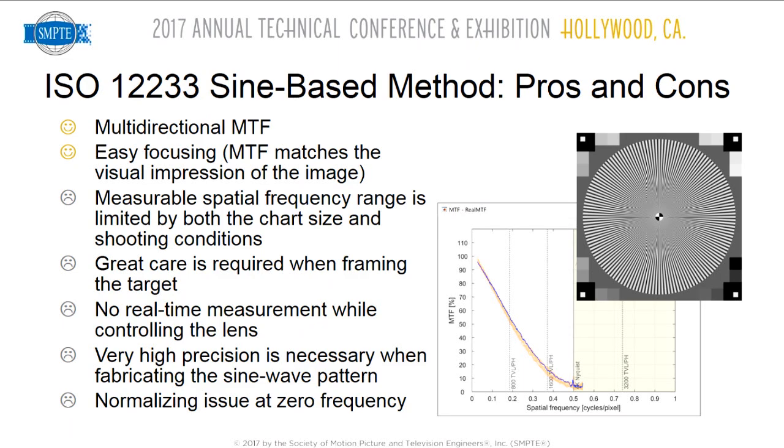And the serious issue of this method is the normalizing. This method uses this white patch and this black patch to determine the modulation of the zero frequency. The problem is that these patches are positioned at the peripheral area, which is very sensitive to the lighting uniformity.